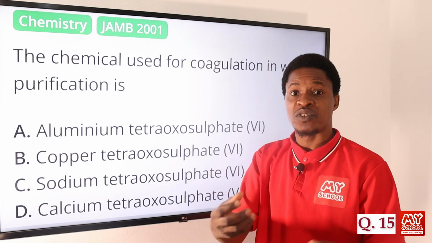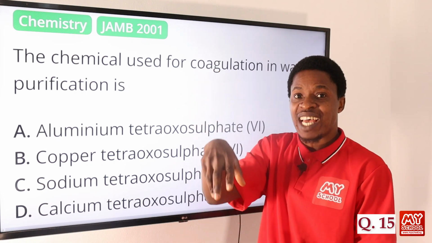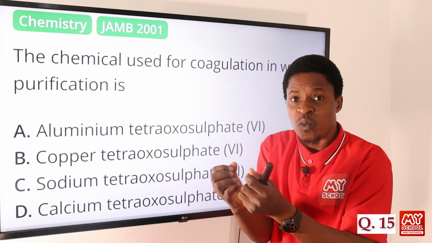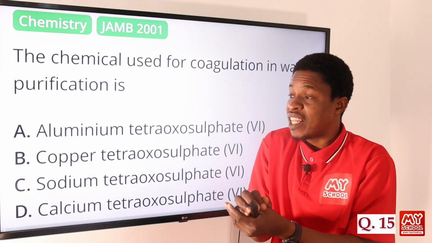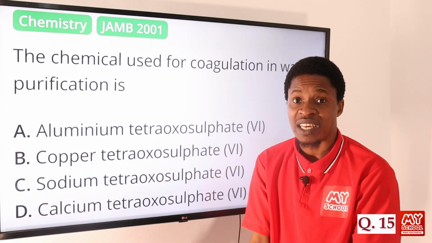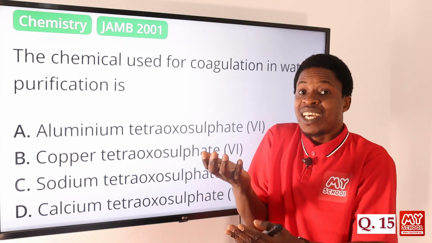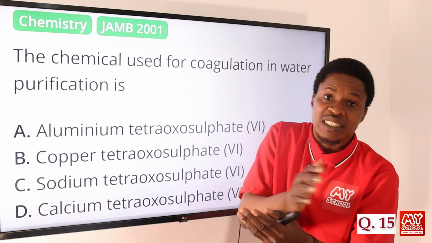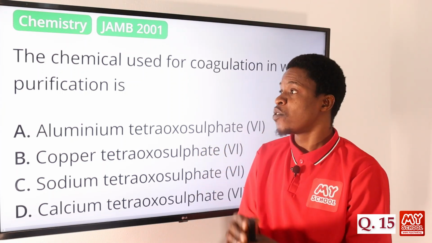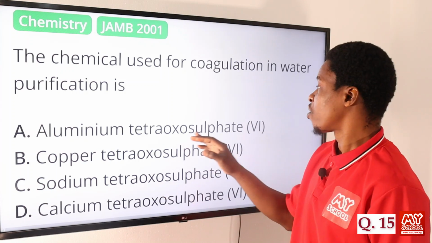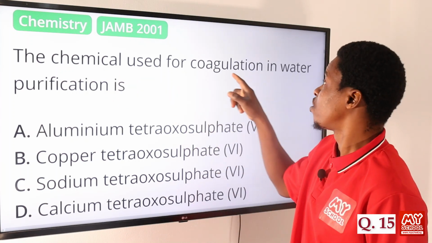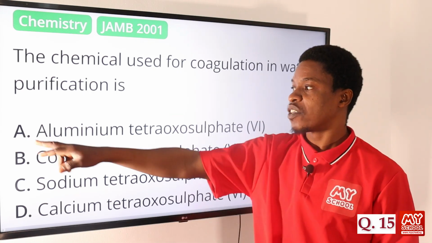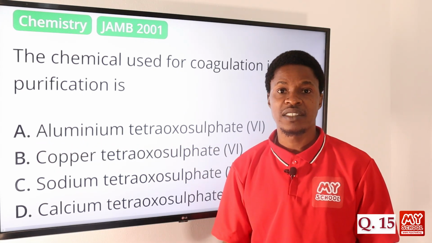When they get water from the streams, they will put alum inside the water so that all the dirt will form solids, sediment, and clog together, and then the water will settle down. Then the water you have up there is actually clean. Then you can decant it so that you can get the pure water. So aluminium tetrasulfate 6, which is our alum, is the correct answer. It's the chemical that is used for coagulation in water purification. So option A is the correct answer.